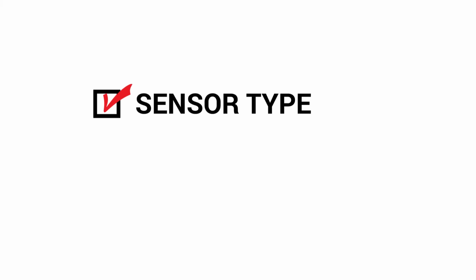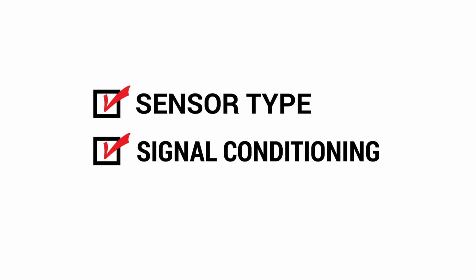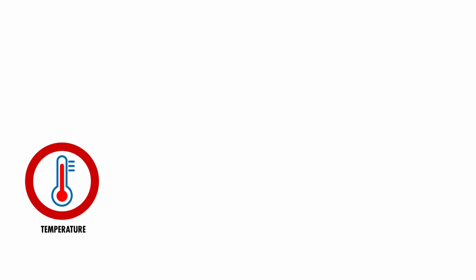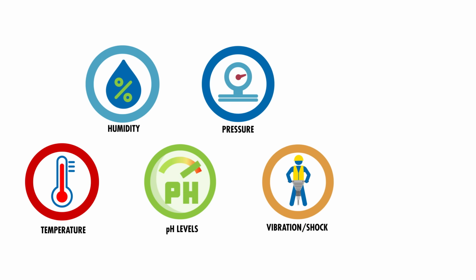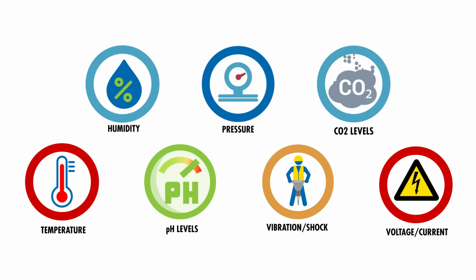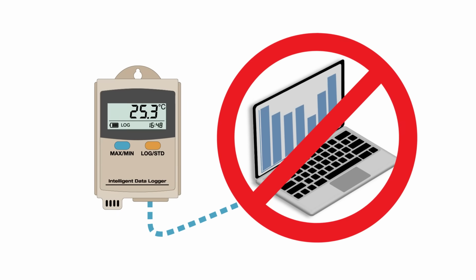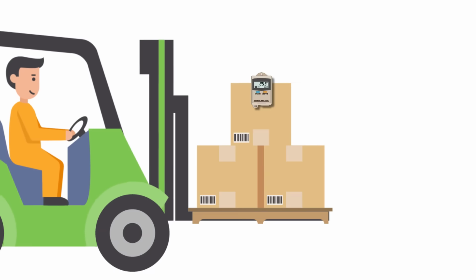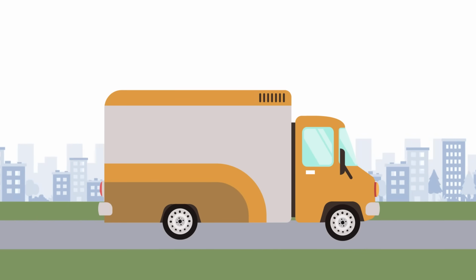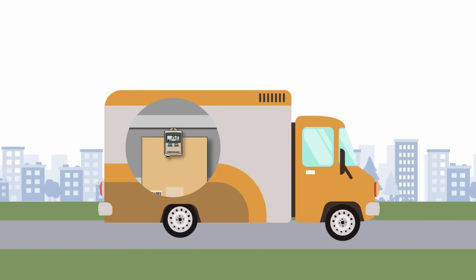Depending on the type of sensor and what kind of signal conditioning is used, a data logger can monitor temperature, humidity, pH, pressure, vibration, shock, CO2, voltage, and a whole lot more. A data logger can operate independently of a computer, and many are self-powered so that they can be used remotely, continuously logging data even when monitoring goods in transit.